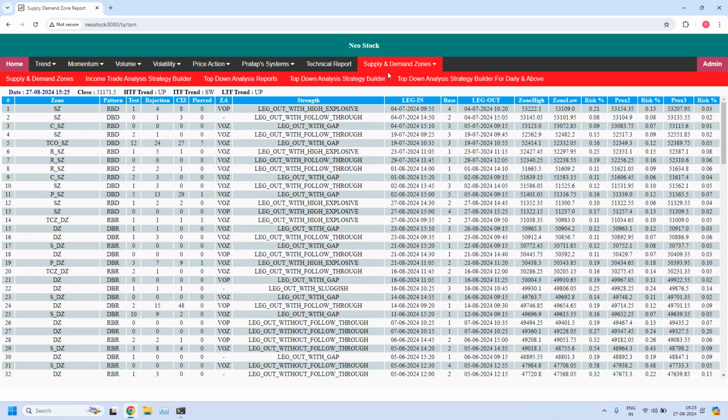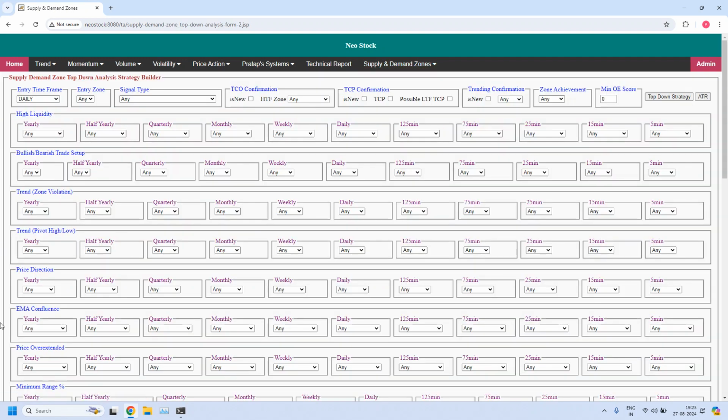So in the next set of reports, we are going to generate different income trades for bullish and bearish trade setup. First, let's start with monthly income trade bullish trade setup. For monthly income trade, entry time frame is daily, entry zone is a demand zone, and bullish or bearish trade setup at daily time frame I am selecting bullish.